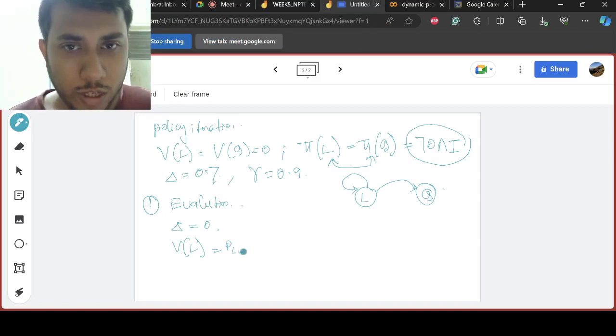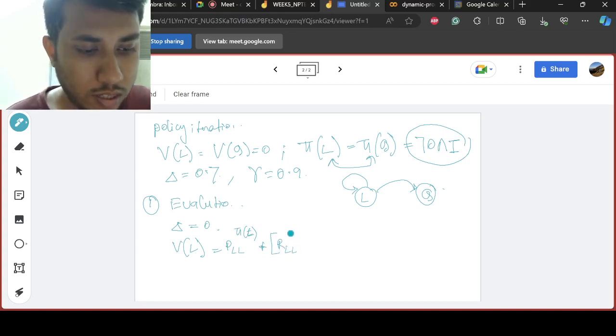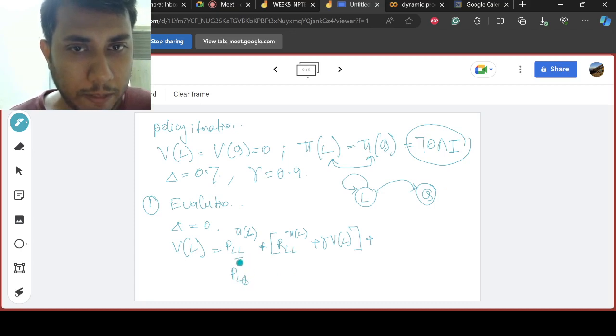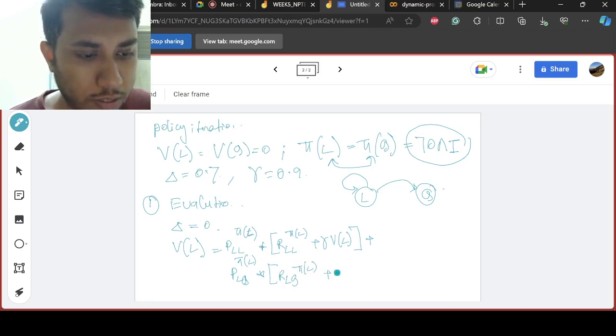So from L to L, given policy pi L, that means P of L to L under pi L into reward of L to L under pi L plus gamma value of L, plus P of L to Q, that is the L to Q transition under pi L, because the policy is pi L here, into R of L to Q under pi of L plus gamma VQ.